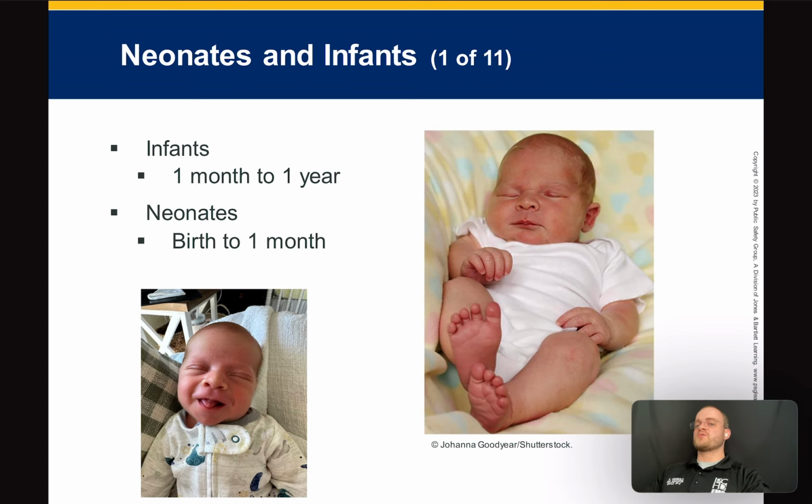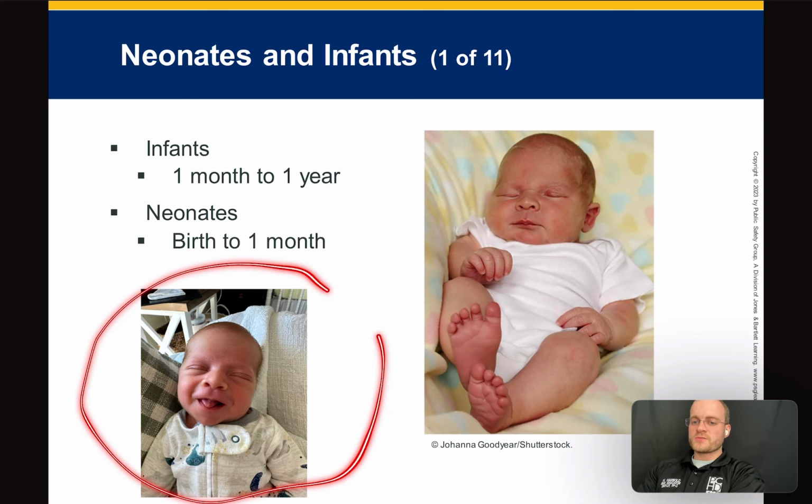Now, anyways, an infant is 1 month to 1 year. This is starkly different from a neonate. Neonates are from birth to 1 month. So you're going to get a question wrong if you say a 2-week-old is an infant. They're not, right? They're neonates. So be aware of that.